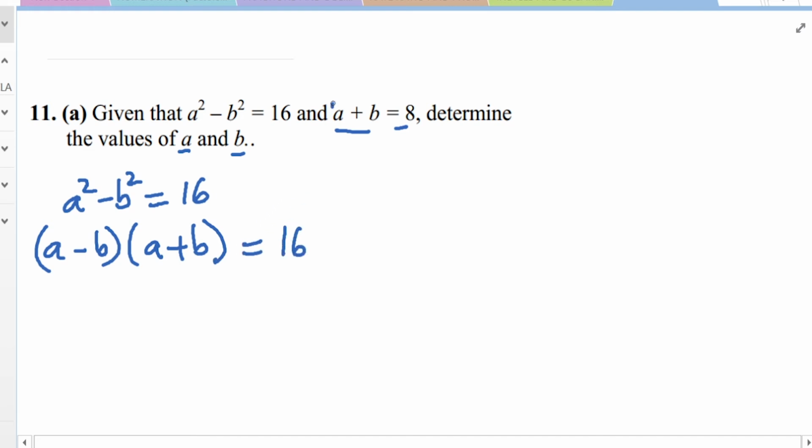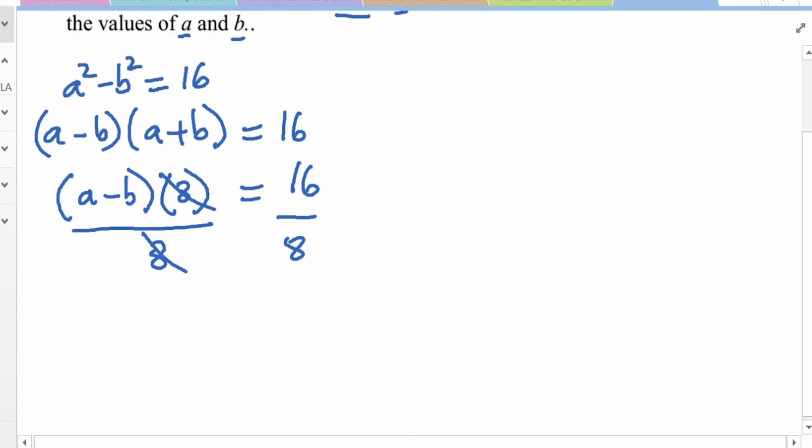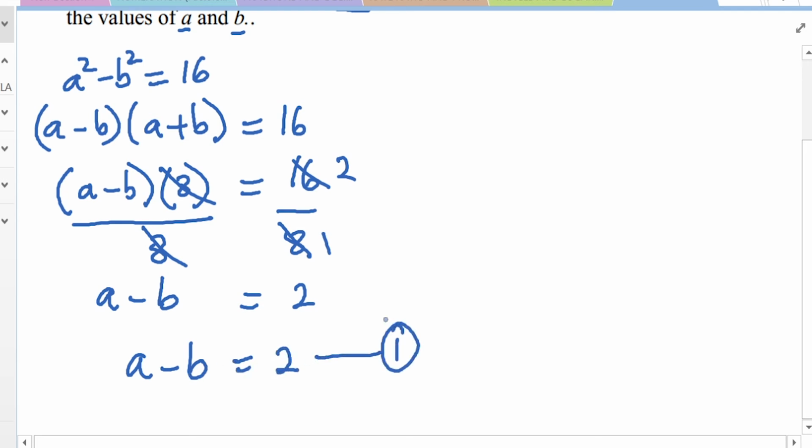Now remember, they've told us that a plus b is 8. So if a plus b is equal to 8, this is the same as saying a minus b times a plus b, which is 8, is equal to 16. So if I divide both sides by 8, this 8 cancels with that 8. What will remain here, we have a minus b giving us 8 once, 8 twice, which is 2. So we have an expression here that says that a minus b is equal to 2. This is like our equation 1.